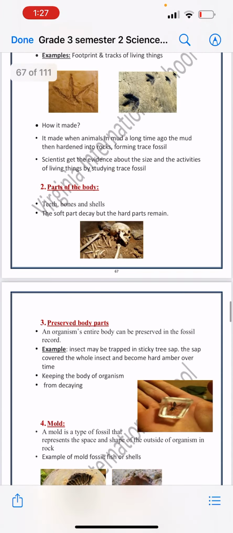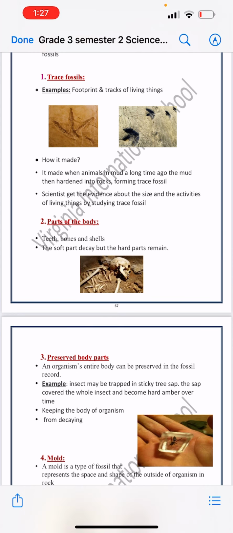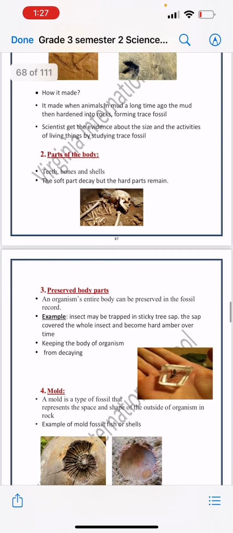The first one is called trace fossil, and trace means that we have the fingerprint or the footprint or the track of this living thing. So when you find a trace fossil, this means that you find its footprint or track. And part of the body, when you find the whole bones or the whole hard part of this animal under the ground when we were digging.